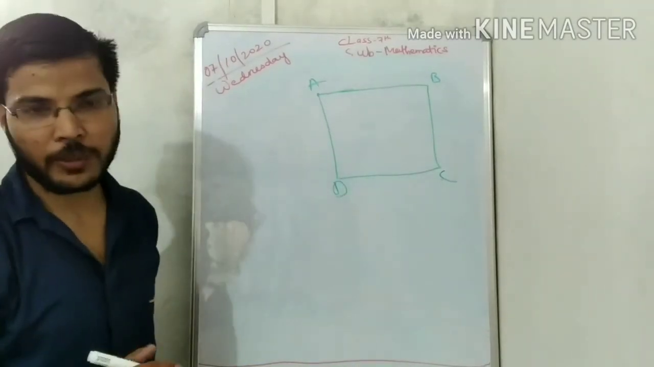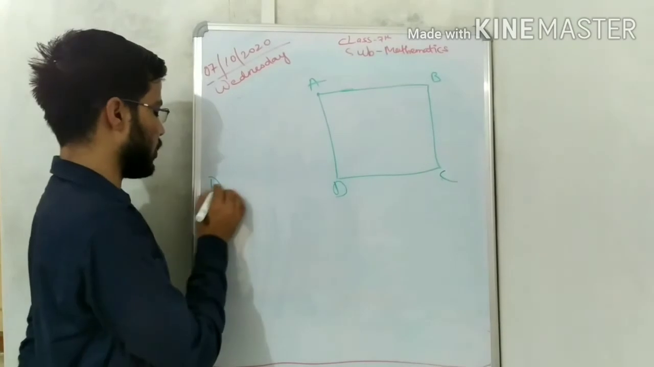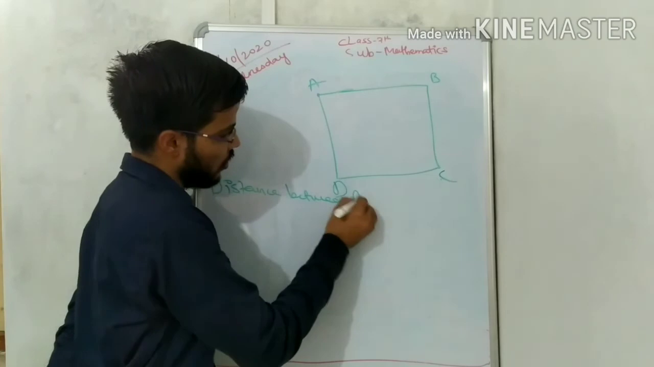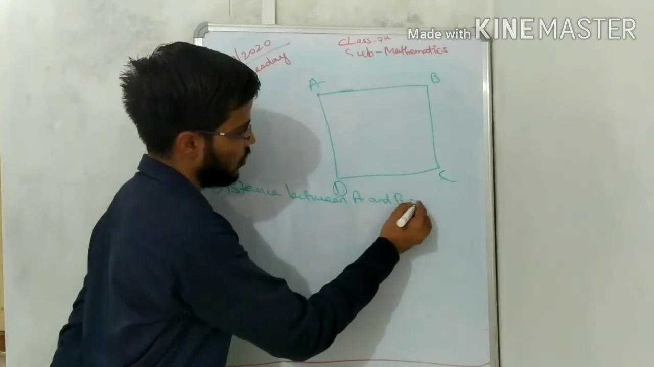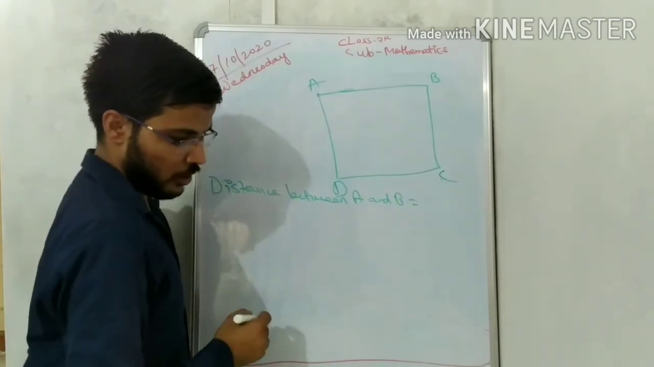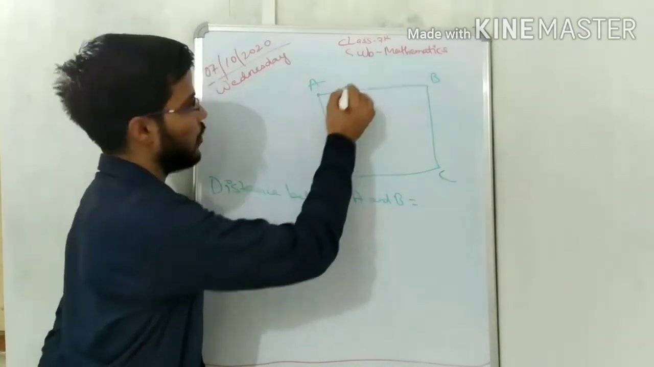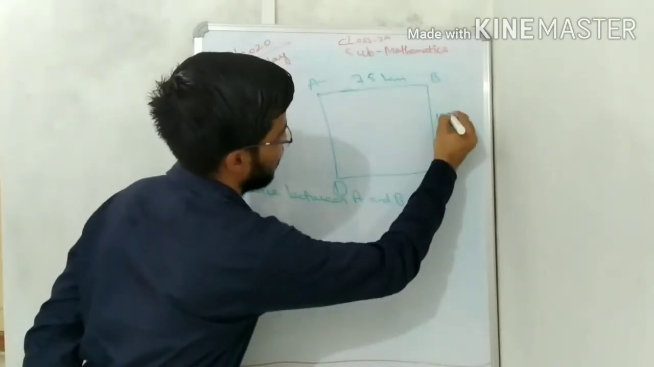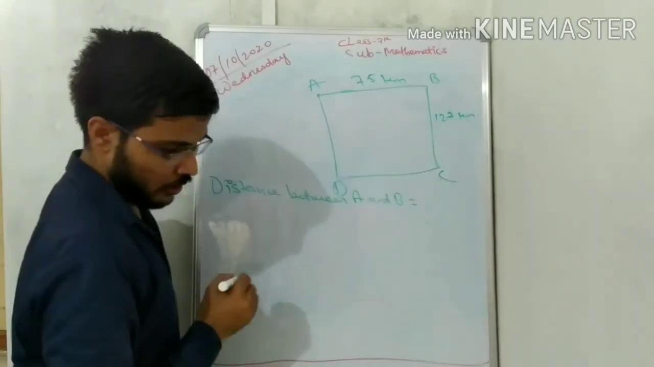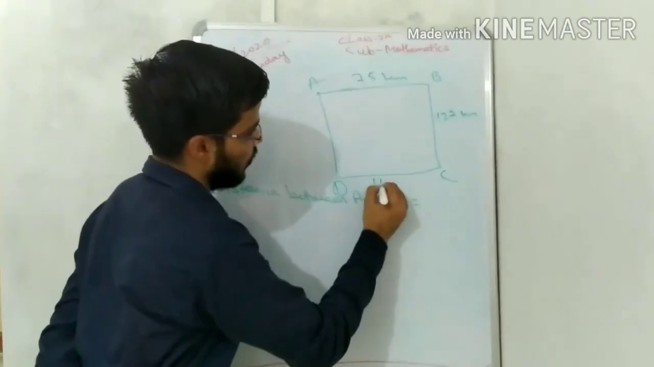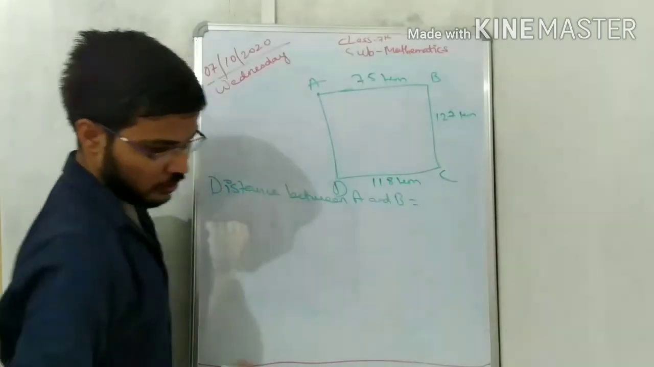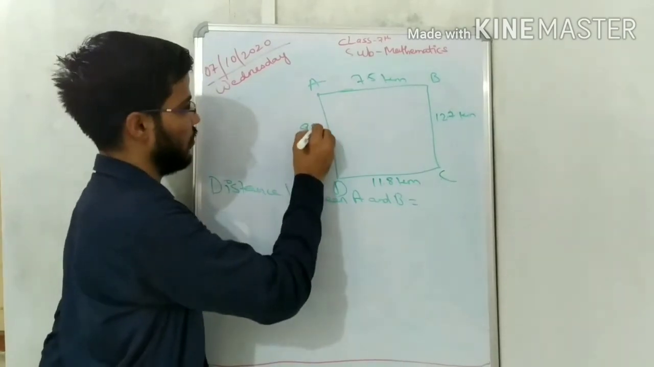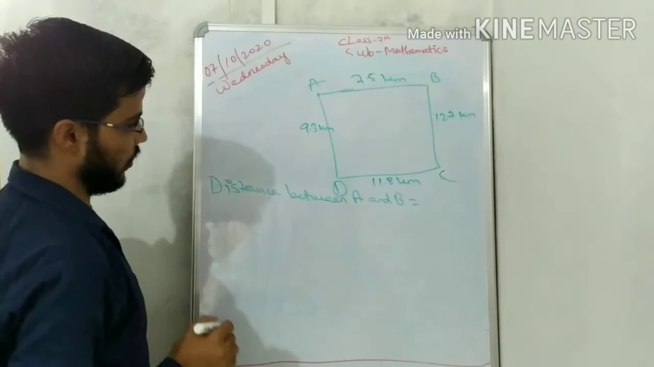See, first we have to write the statement. See how we will write the statement. Distance covered by Dinesh: the distance between A and B, we will write. Then we will write the distance between B and C. How much is the distance between A and B? It is given as 7.5 kilometer. So we will write 7.5 kilometer. Then B to C, it is given 12.7 kilometer. And C to D, it is given 11.8 kilometer. And A to D, 19.3 kilometer. So we will write the distances here.